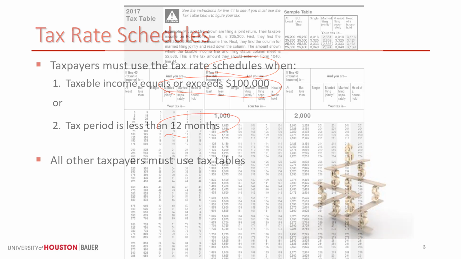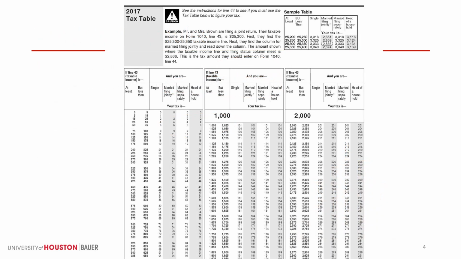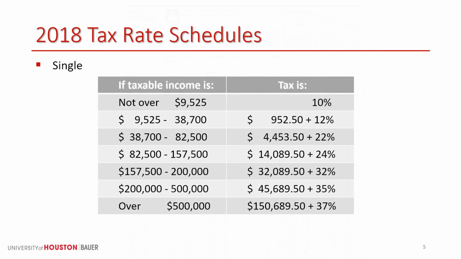The tables, as you see here, are quite cumbersome, and so we're not going to be using these in this class. Here's the rate schedule for a single taxpayer, and we've seen this before. We know that today, in the after-tax reform era, the top rate on a taxpayer, whether single, married, head of household, or married filing separate, is 37%. And the lowest rate is 10. And we have these incremental progressive rates.